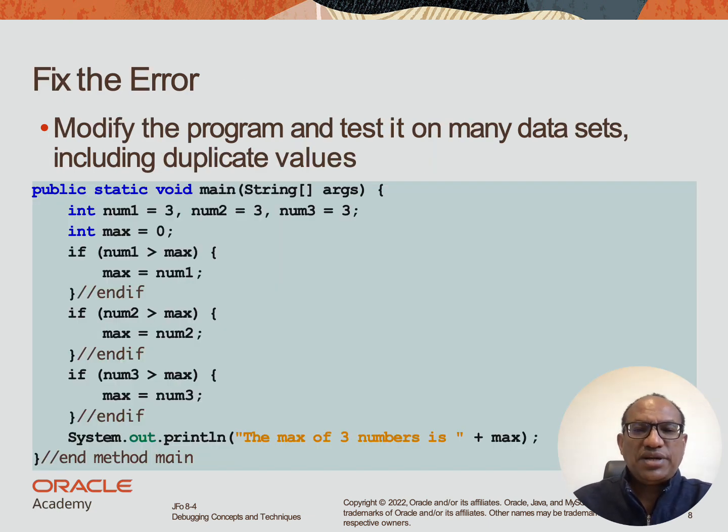Let's fix it with a better approach. int max = num1. If num2 is greater than max, max = num2. If num3 is greater than max, max = num3. Now it works for duplicates also.